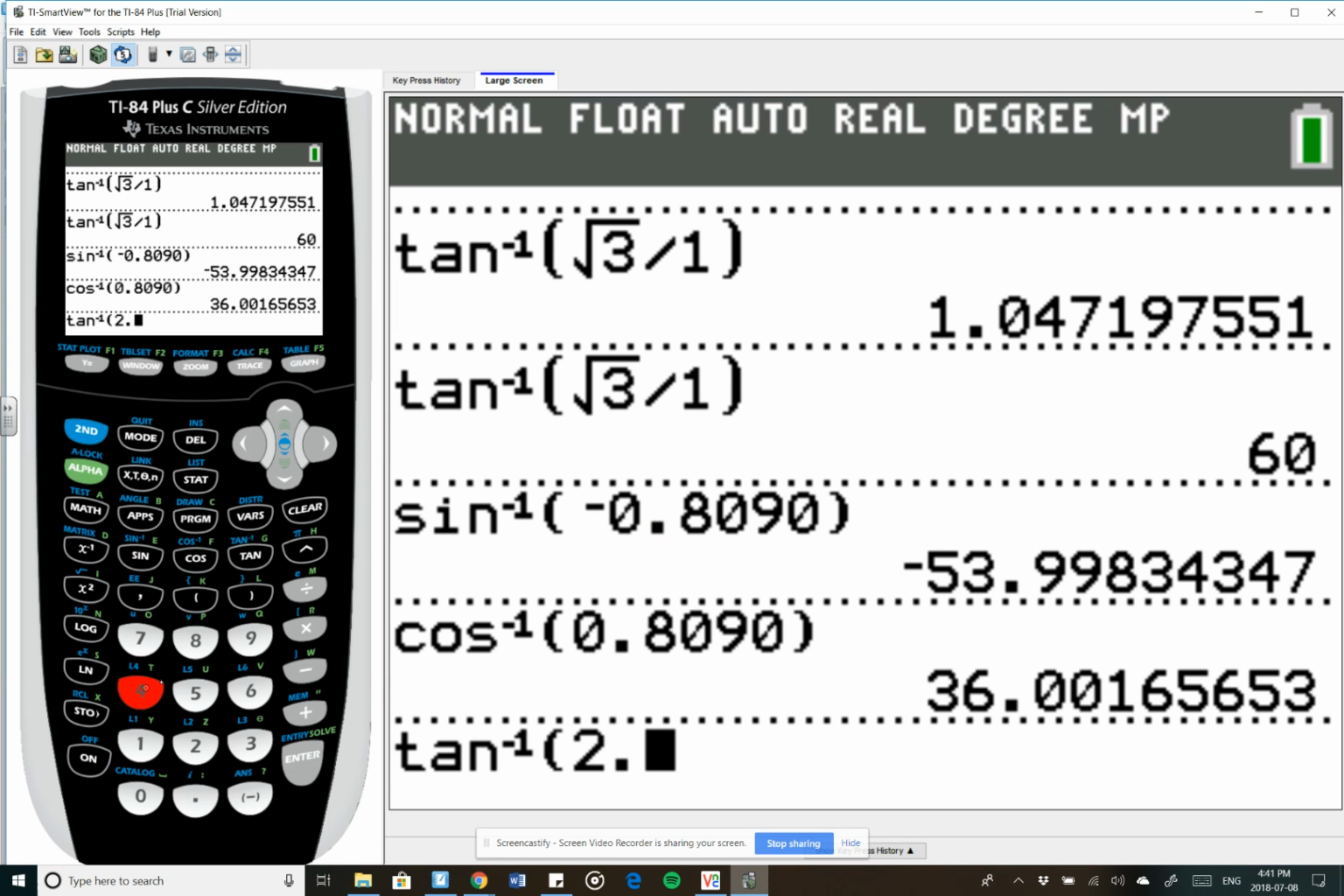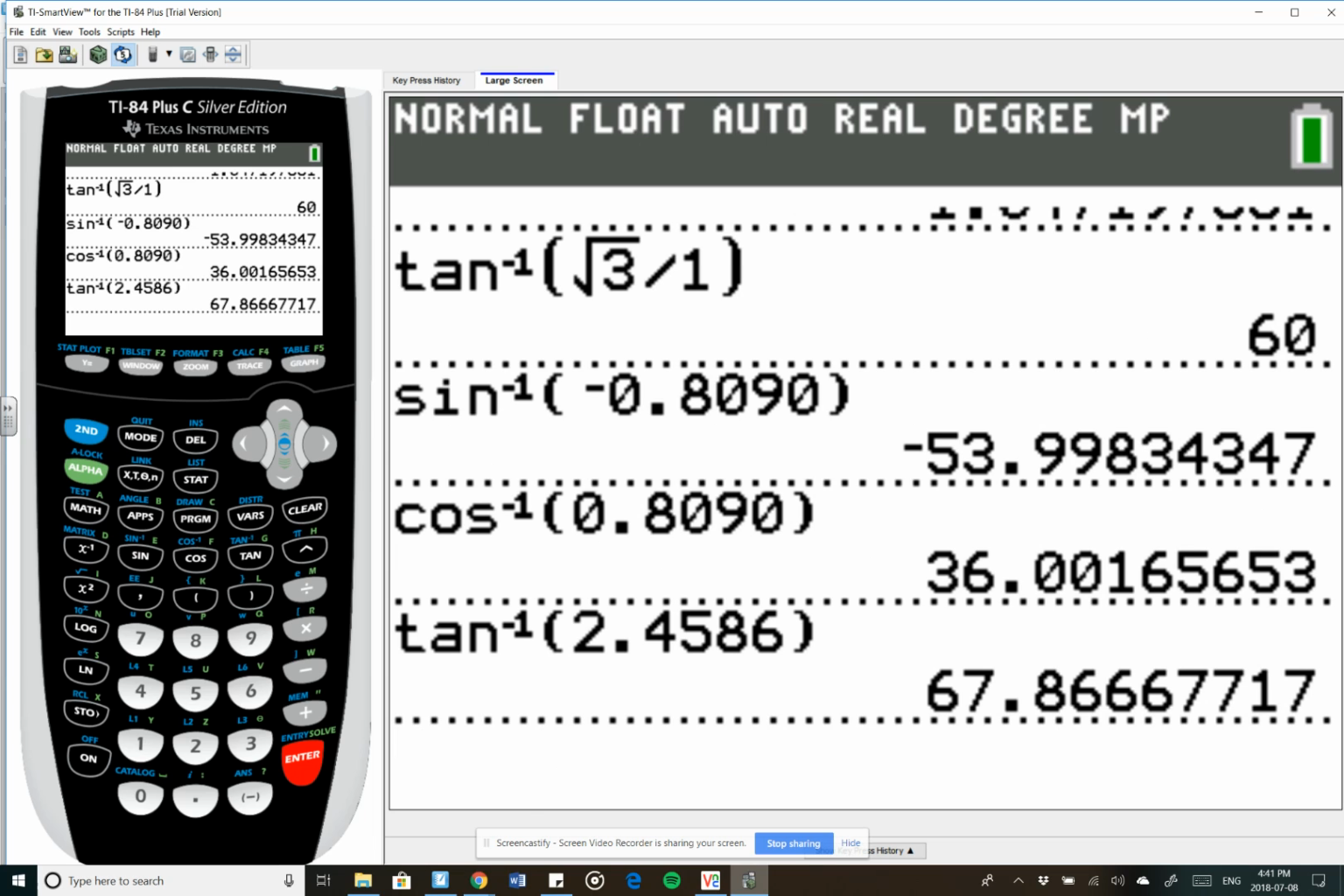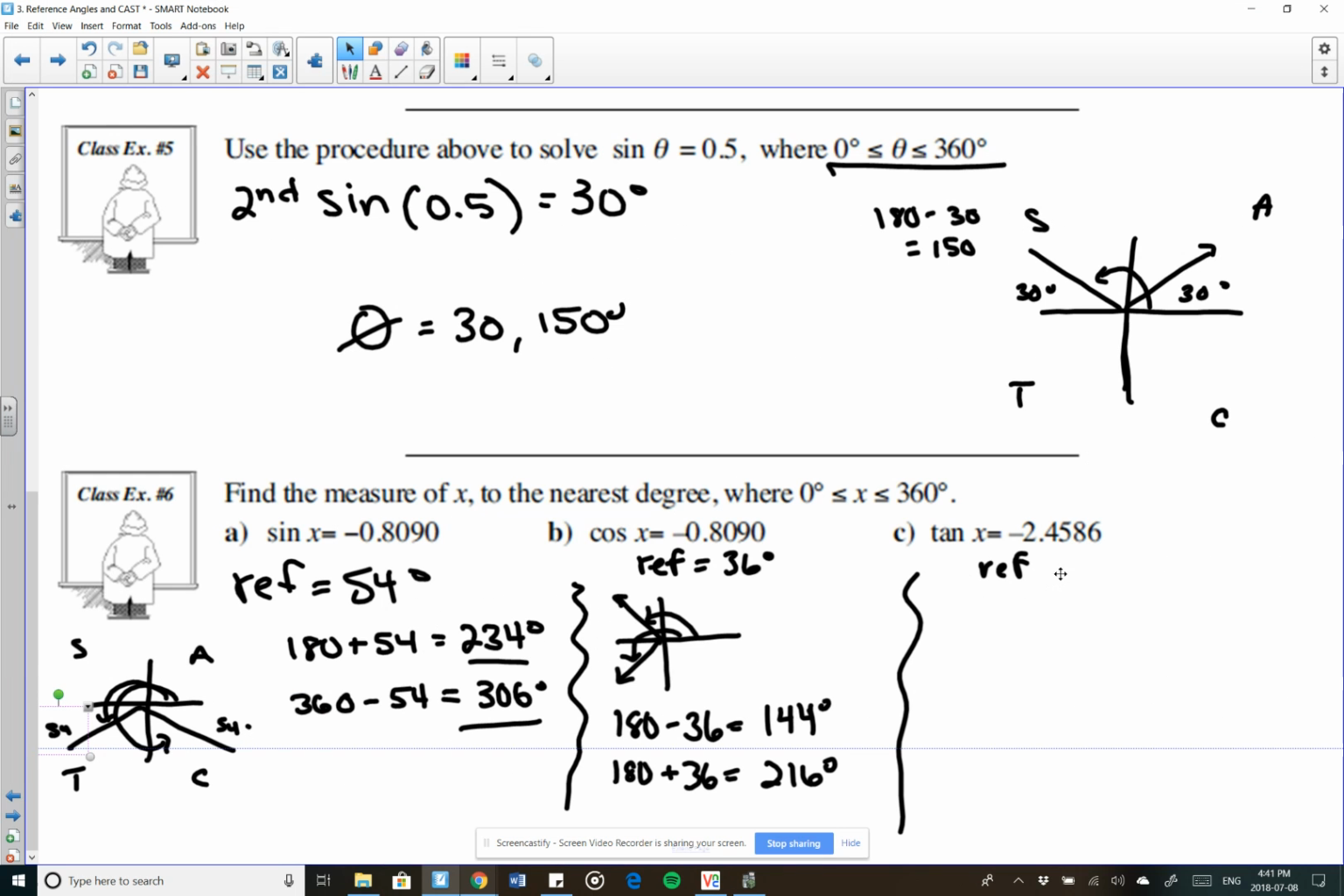2.4586. And that gives me a reference angle of 68 degrees. Again, we're just going to round up. So that gives me a reference of 68. And then looking for my quadrants where tan is negative, it's negative in the second quadrant and the fourth quadrant. So I'm looking for that angle and that angle.